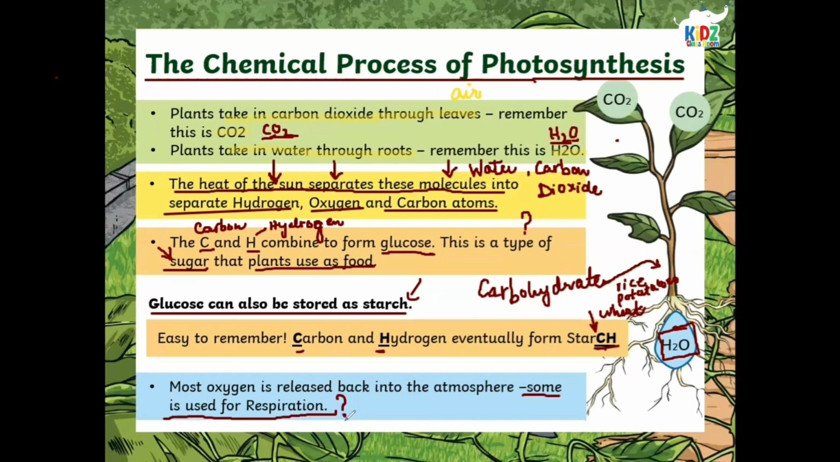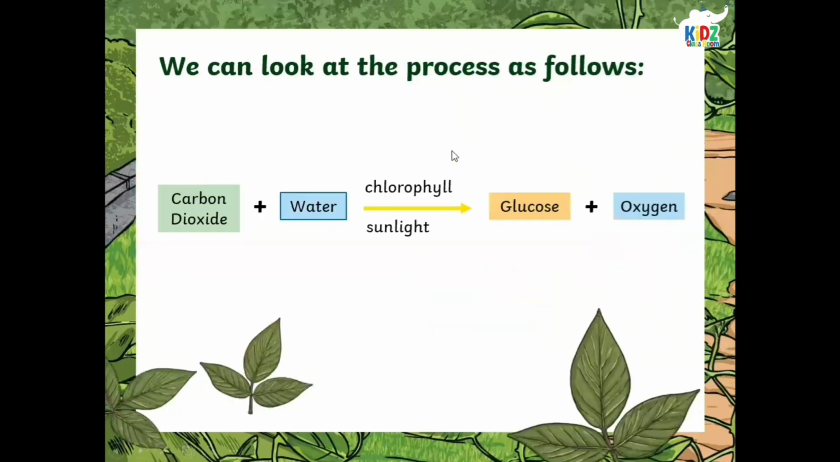And what is respiration? We will learn about respiration. Let's move on. Okay, so let's summarize the process of photosynthesis. So finally, let's write the inputs and outputs of photosynthesis. Carbon dioxide and water are the inputs of photosynthesis. So carbon dioxide plus water, using chlorophyll and sunlight, makes glucose and oxygen.